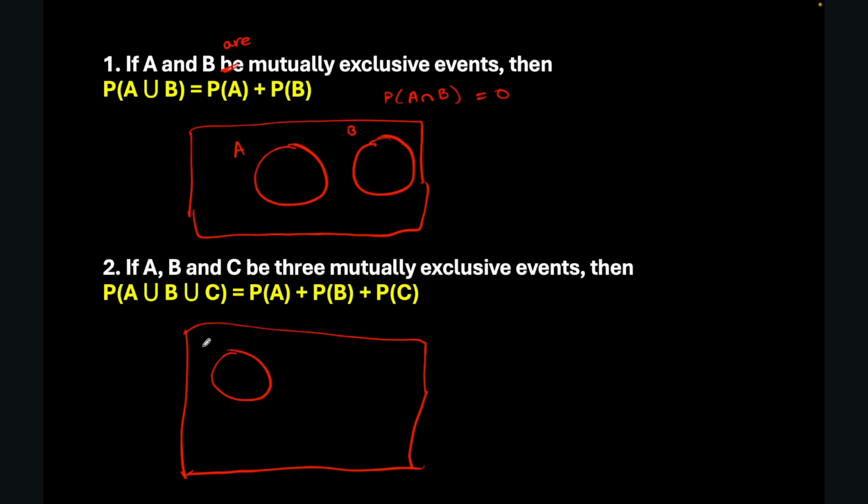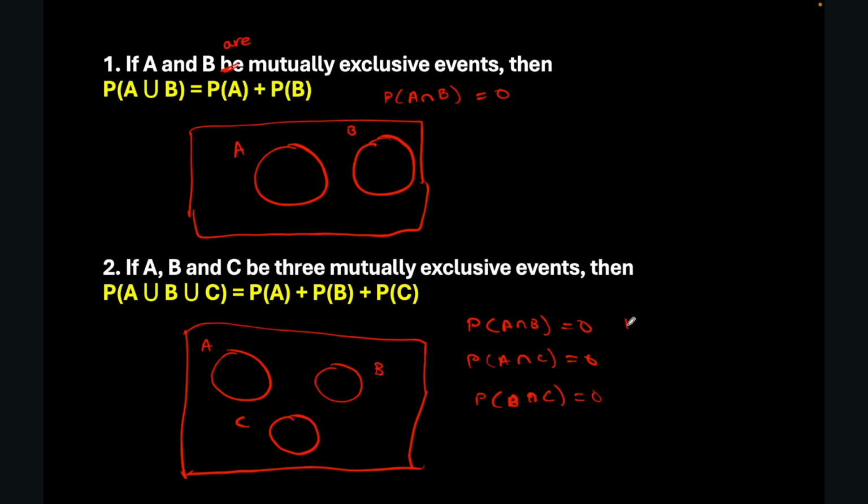Similarly, for this situation, you're going to have your sample space like this, with A, B, and C, right? No overlap. So probability of A intersection B is 0. Probability of A intersection C is 0. Probability of B intersection C is 0. And obviously A intersection B intersection C is also 0. I hope that makes sense.